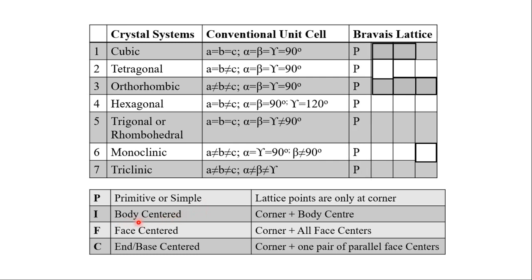Body-centered lattice is present only in cubic, tetragonal and orthorhombic crystal systems. F-type lattice is present in cubic and orthorhombic crystal systems, whereas orthorhombic and monoclinic crystals have C type of lattice. From this we can say the orthorhombic crystal system is the only system which has all 4 types of lattices. We have seen the 7 crystal systems and 14 Bravais lattices, in which edge-centered lattice is absent.